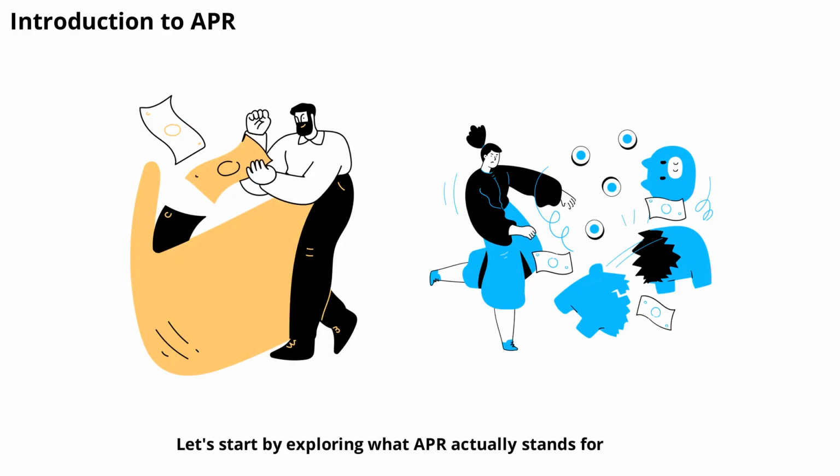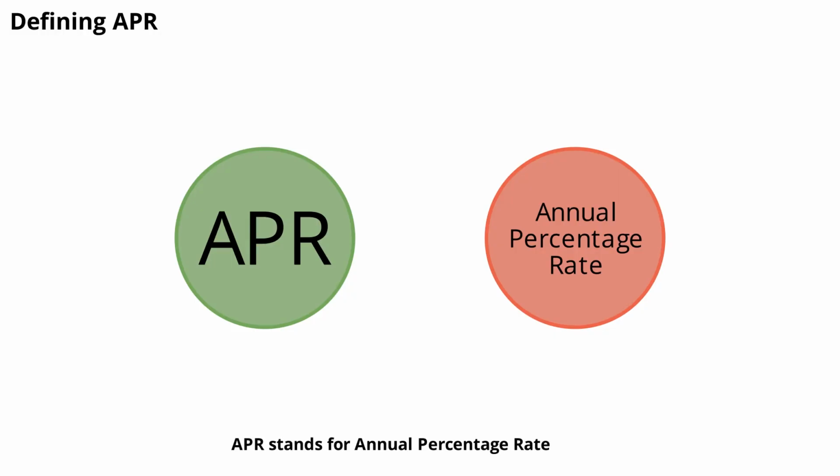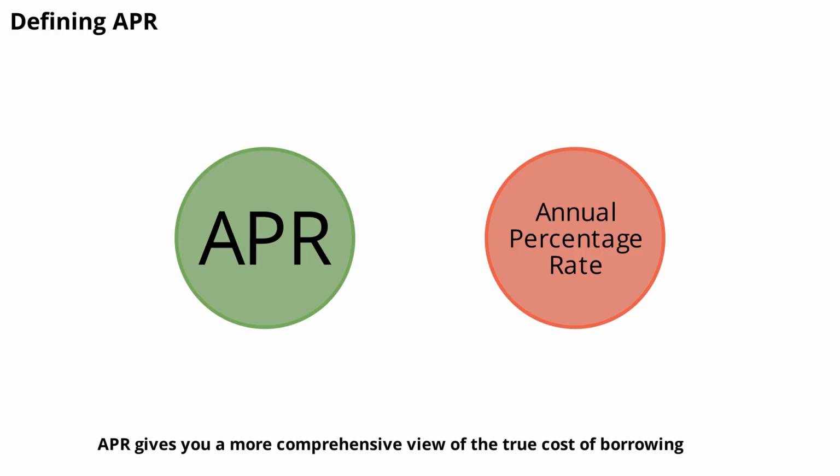Let's start by exploring what APR actually stands for and why it's important for every credit card holder. APR stands for Annual Percentage Rate. It represents the yearly cost of borrowing money on your credit card, including interest and certain fees. When you use your credit card and carry a balance, the APR determines how much interest you'll pay over time. Unlike simple interest rates, APR gives you a more comprehensive view of the true cost of borrowing. This makes it easier to compare different credit card offers and understand what you'll actually pay if you don't pay off your balance in full each month.